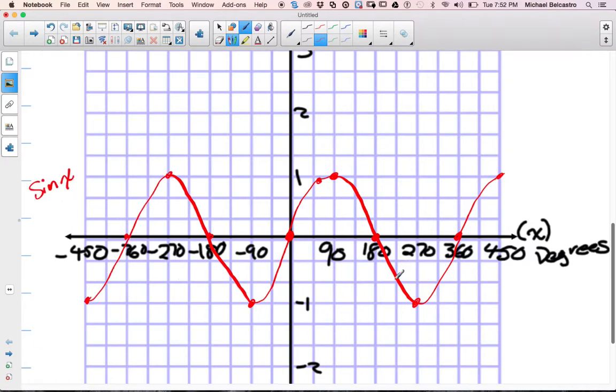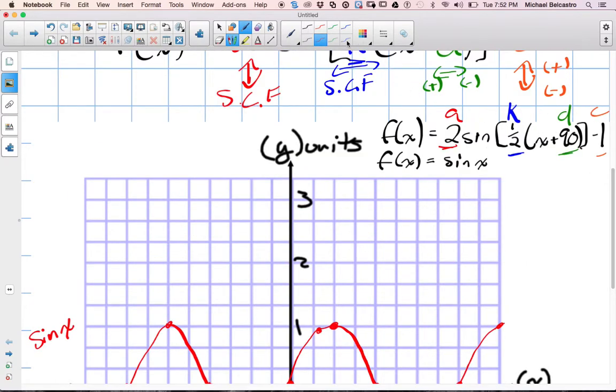This is the original one, okay? You can choose to make any of these movements first. I would suggest dealing with the A and the K first, just because they're going to be easier to stretch and flip when they're along the axis, rather than if you move everything 90 degrees and down. It's going to be hard to stretch and flip things after.